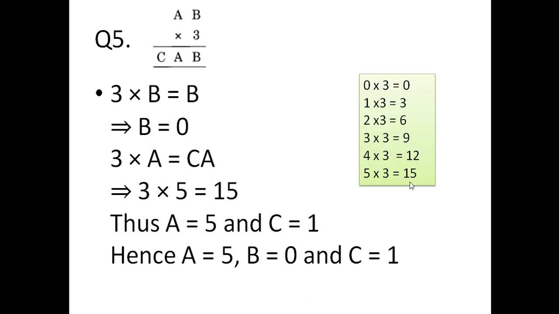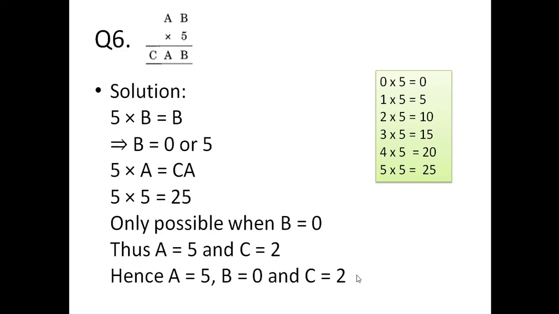So first let us take B to be 0. Next we take 3 into A equal to CA. 3 into A is just now found to be 5, so 3 into 5 equal to 15. Thus A equal to 5 and C equal to 1. And we already found B equal to 0. So A is 5, B is 0 and C equal to 1.